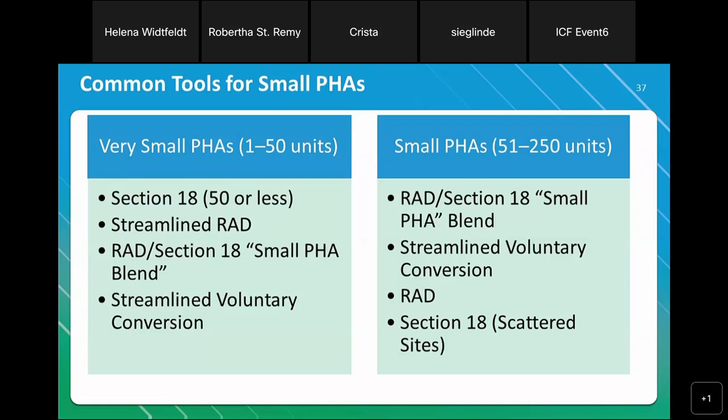But the very small PHAs, what do they have available? They have Section 18, a streamlined RAD, a Section 18 small PHA blend, and the streamlined voluntary conversion. Those are your options for those that are less than 50 units. Between 51 and 250, it's your RAD, Section 18 small PHA blend, streamlined voluntary conversion, RAD conversion, and Section 18 scattered sites. That's important to know, so when you read up on it, you know whether you're in that group or not. Next slide, please.